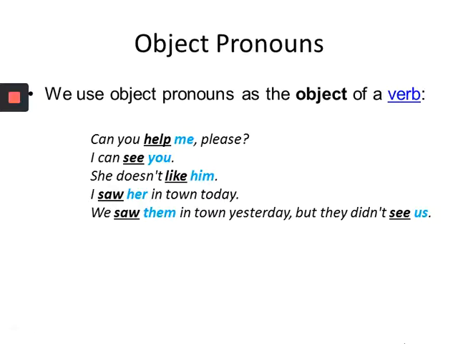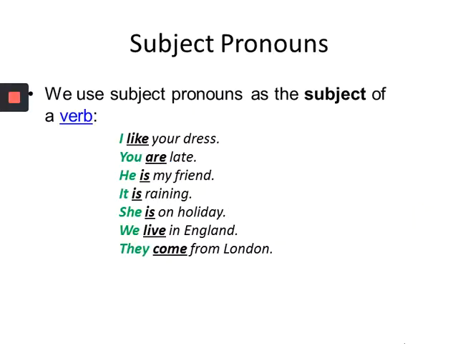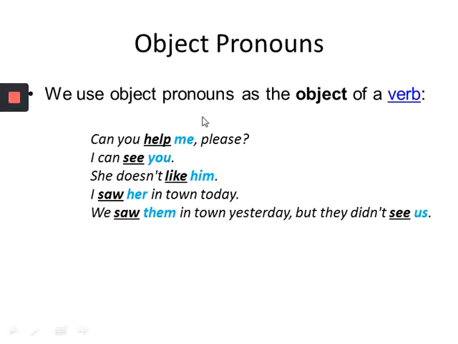Object pronoun. Remember, one more thing. A subject is the person who is performing the action. The performer of the action is called the subject, and so the pronoun you're going to use for the subject will be called the subject pronoun. Then the object pronoun. What is an object? The object is the person that receives the action. The action is the verb.